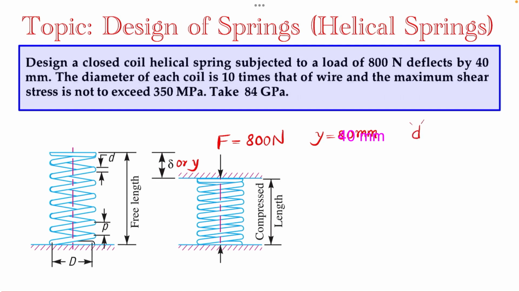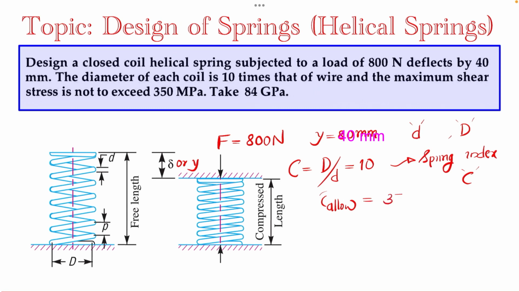We denote the wire diameter by small d and the diameter of the coil by capital D, and the ratio D by d is given, which is 10. Actually this ratio is known as the spring index, C. We have already seen this in the previous discussion. So the value of C is given: C is equal to 10.